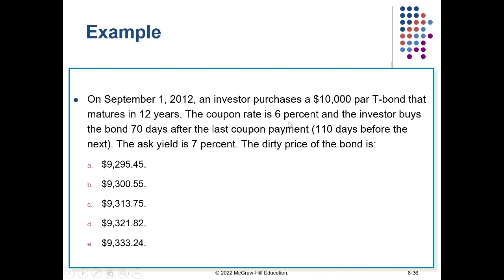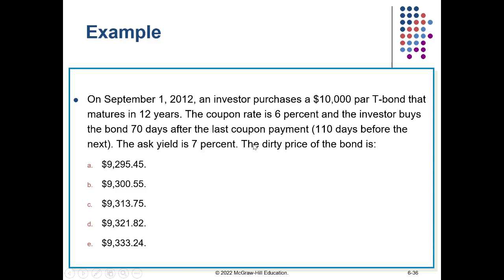And then the yield, the asked yield is 7%, so divided by 2, that's 3.5. That's I/Y. And then face value is $10,000. Therefore, we can calculate the present value. So that's the first step. And then after you calculate the present value, the next step is to calculate accrued interest.